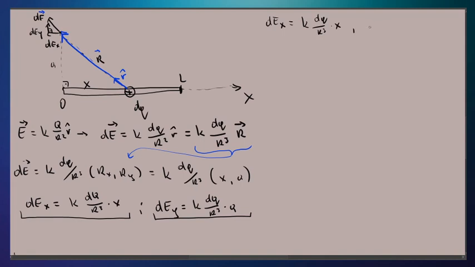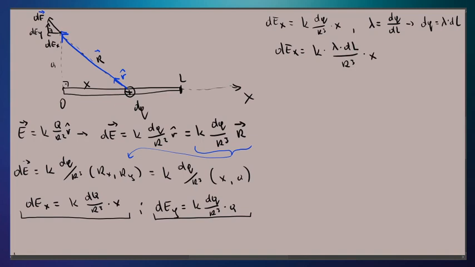Now dq, so remember that the linear charge density, which is constant in this case because this is a uniform distribution of charge, is dq over dl, and that of course gives me an expression for dq, which is lambda times dl. So what I can do is write dEx equals k times, instead of dq, lambda times dl, over r cubed times x.